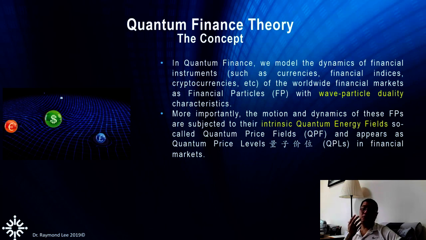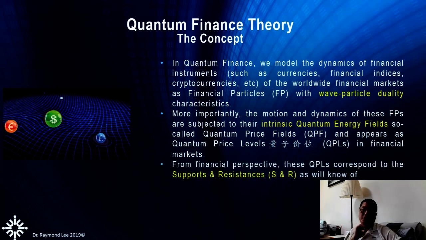So you can imagine for every single financial instrument, like the pound, the US dollar, gold, silver, and oil, each of these you can imagine as a kind of quantum particle. And they generate their own field, and they fluctuate or oscillate within different energy levels. And all these energy levels, as financial analysts, you can imagine as a kind of support and resistance. So from a financial perspective, all these quantum price levels, in fact, can be considered as a kind of SNR.